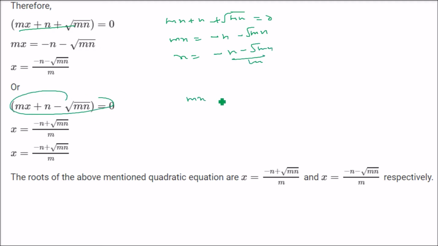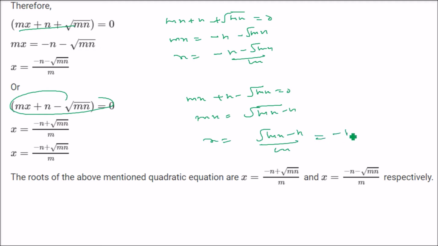When I put this equal to 0, mx plus n minus root mn equal to 0, mx will be equal to root mn minus n. So x will be equal to root mn minus n by m. Or you can write this also as minus n plus root mn by m, this one. And this is already this one.